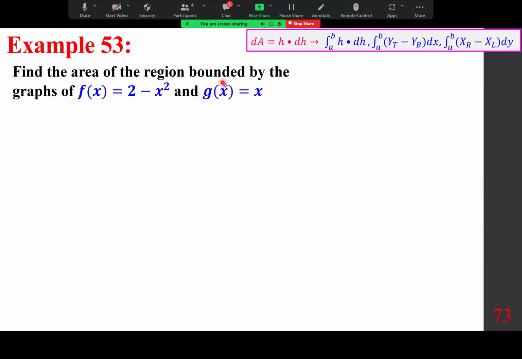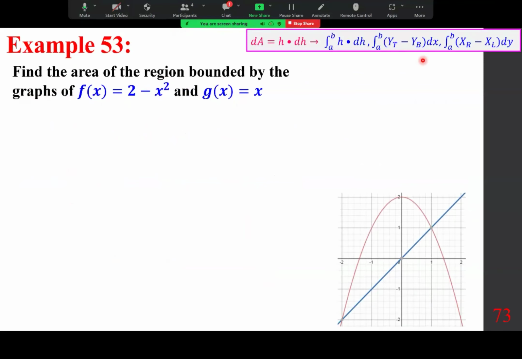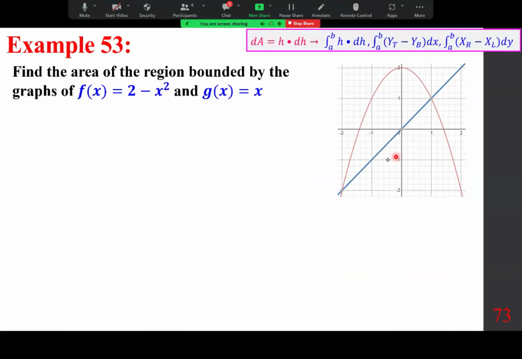Find the area of the region bounded by the graphs of f of x equals 2 minus x squared and g of x equals x. F of x equals 2 minus x squared. Remember, x squared opens up, minus x squared opens down, and 2 takes it up, and g of x equals x is a line through the origin. So graphing this shouldn't be a problem. So we want to find the area bounded by that.